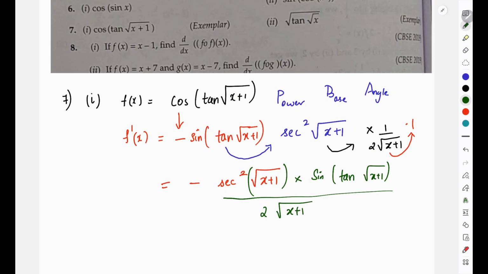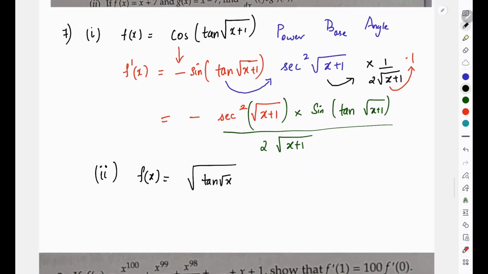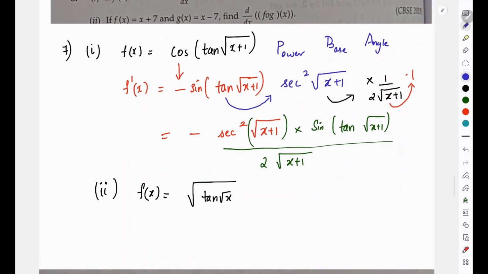Okay. And the second subdivision is f of x is equal to root of tan root x. Now let us differentiate this. So we know that anything we get inside the root, we will write 1 by 2 root of tan root x. Now differentiation of this tan is secant square root x. Now the differentiation of this angle is 1 by 2 root x.